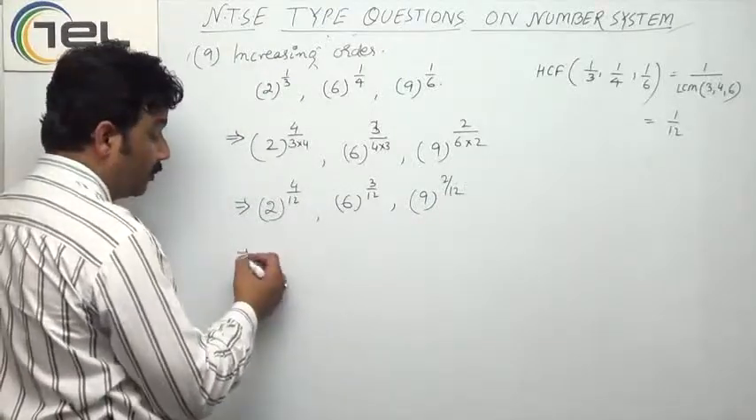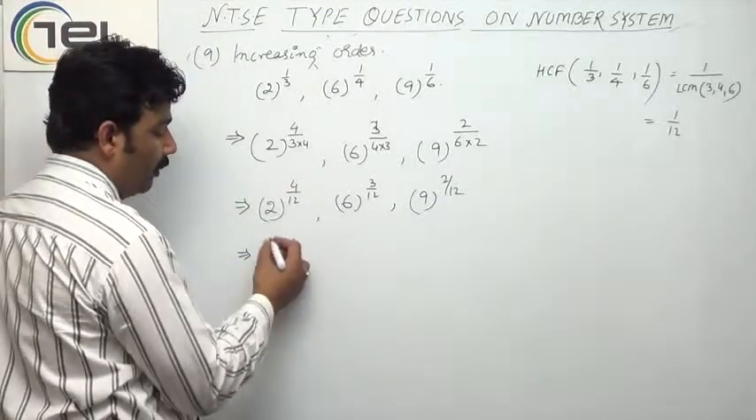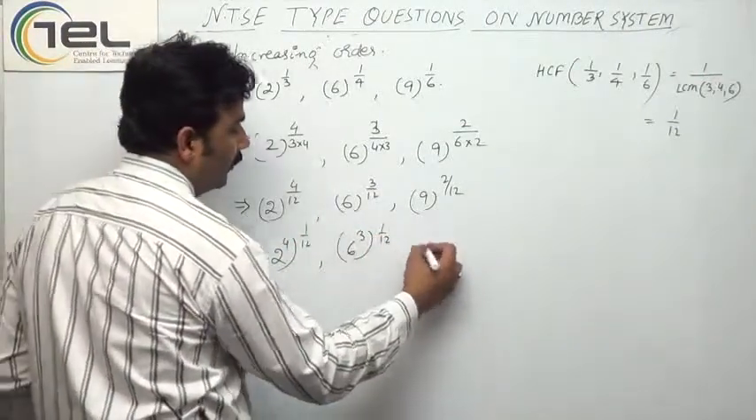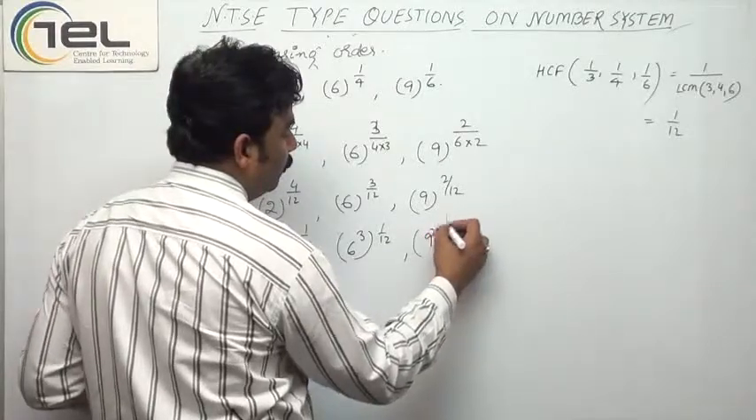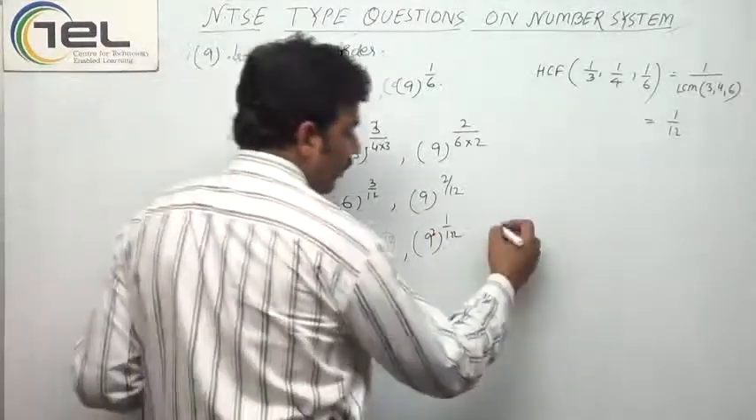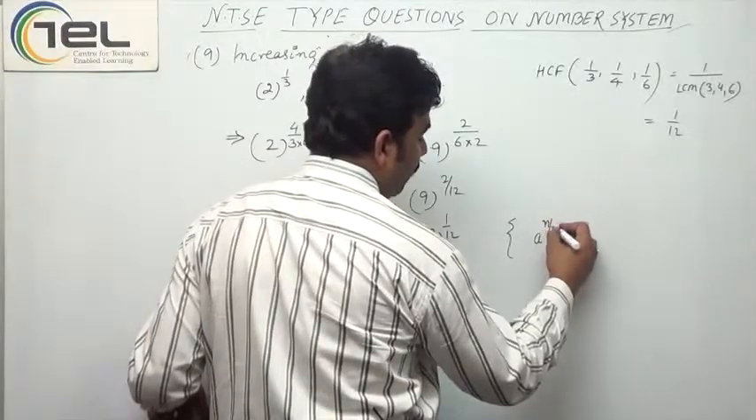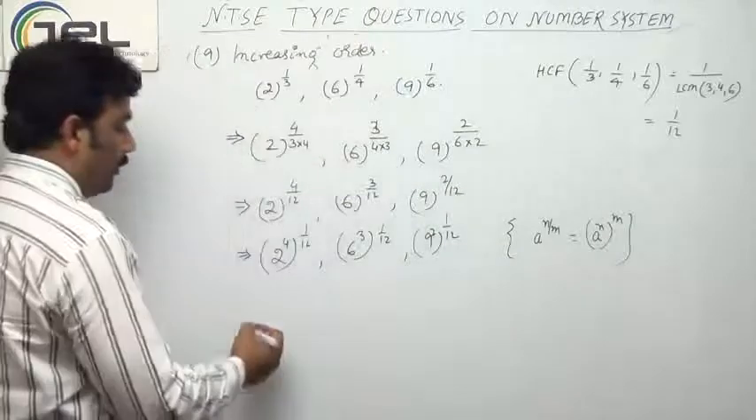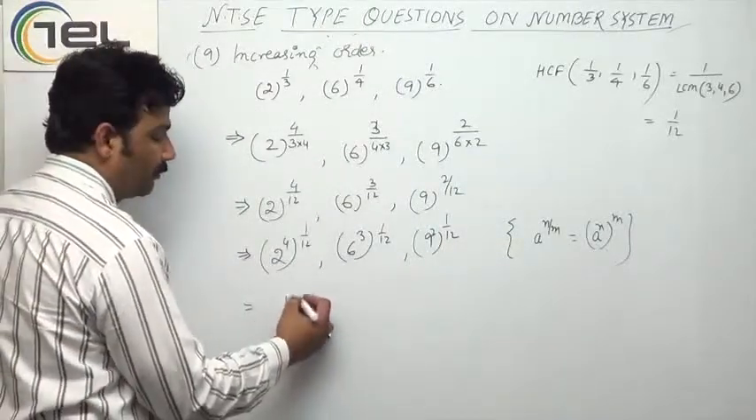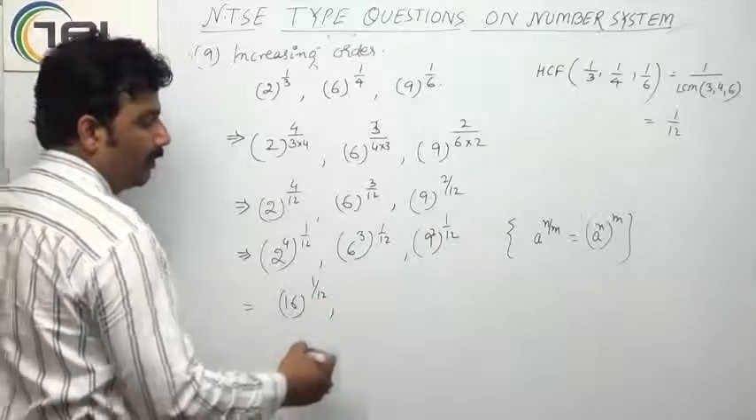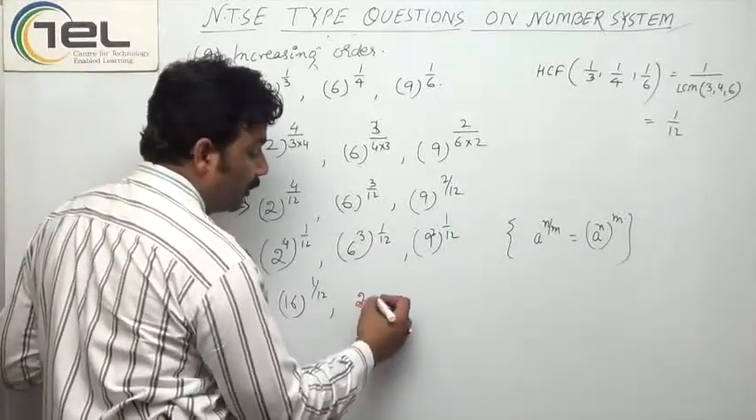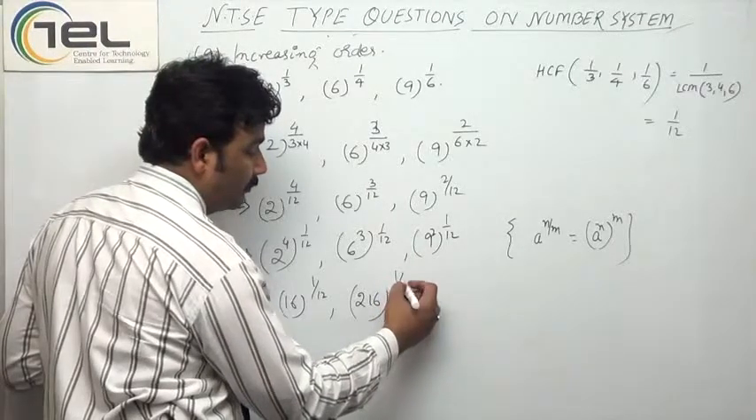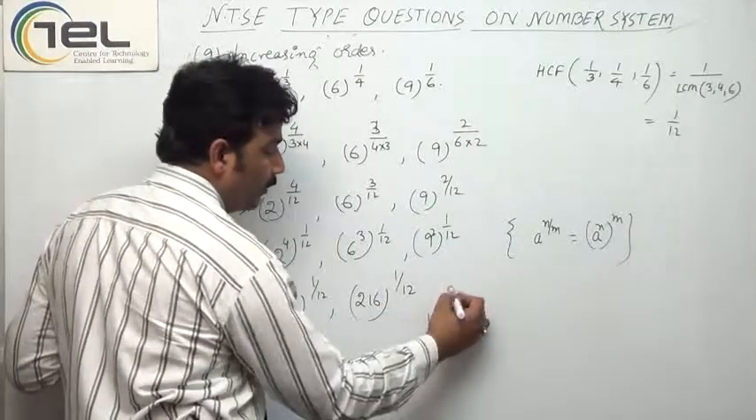Or I can write it like this also: 2 to the power 4, raised to the power 1 by 12; 6 to the power 3, raised to the power 1 by 12; 9 to the power 2, raised to the power 1 by 12. The formula I have used is a raised to the power n by m equals a raised to the power n, all raised to the power 1 by m. It can be written as 2 raised to the 4 is 16, 6 raised to the power 3 is 216, and 9 squared is 81.